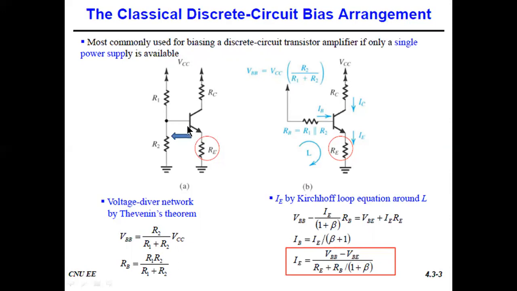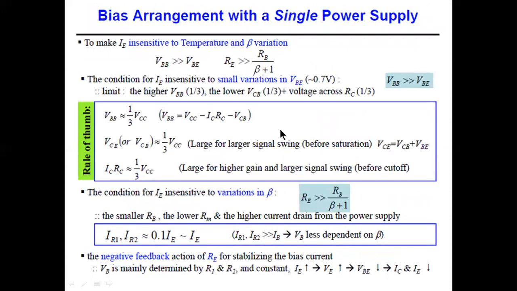Now this value is very small, 0.7. Hence, we can also consider that this voltage is 1/3, this voltage is 1/3, and this voltage is 1/3, and that is what is generally considered, and that is what is written over here. VBB, or you can say VE, is 1/3 of VCC. VCE or VCB is 1/3 of VCC. ICRC should be 1/3 of VCC. So this is the rule of thumb which we will consider for design of the biasing circuit.